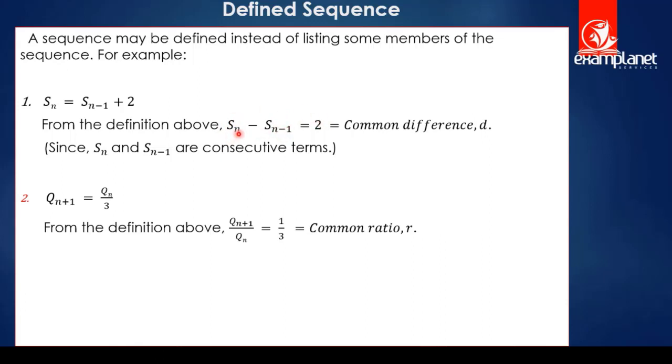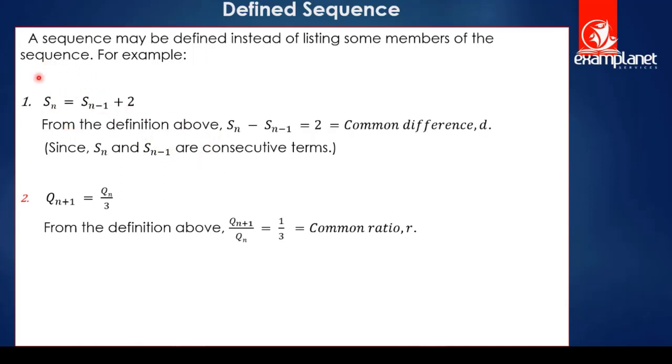If your S is 4, this is your S4, this is your S3. So that means we get 2 again as our common difference. Since we are getting the same number by doing S2 minus S1, or S3 minus S2, or S4 minus S3, and we're getting 2, then automatically this 2 is a common difference. So if it's a common difference, then we can use the definition or the formula to answer any problem given to us using this kind of definition.